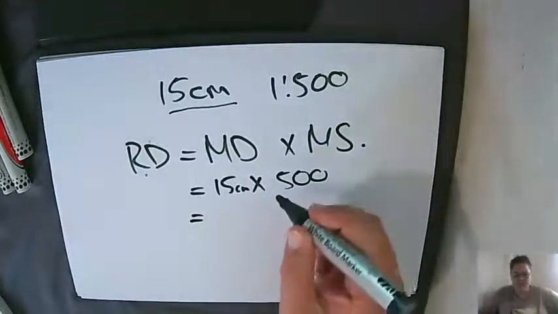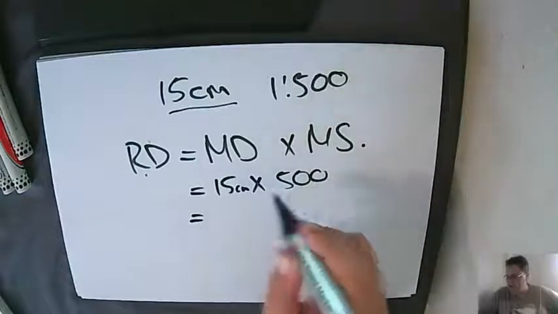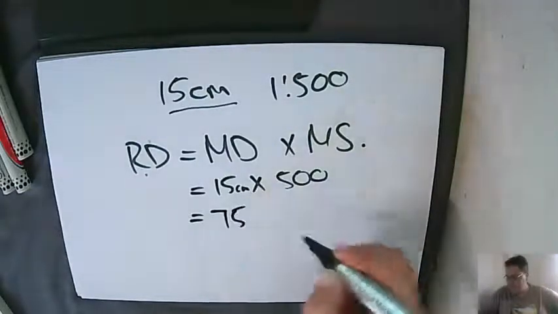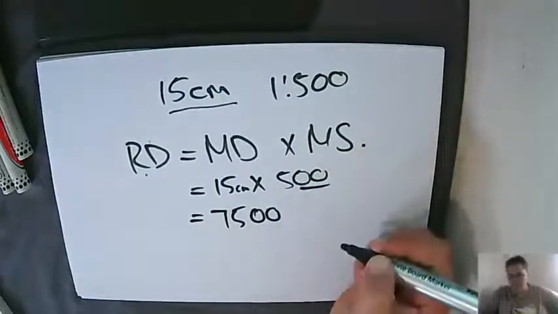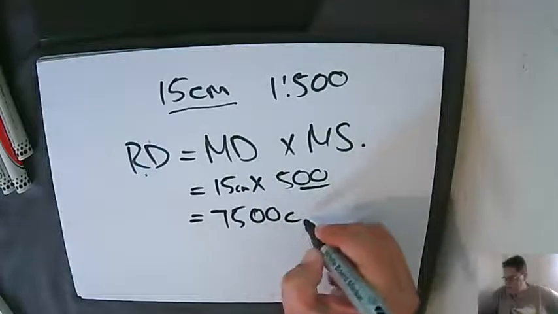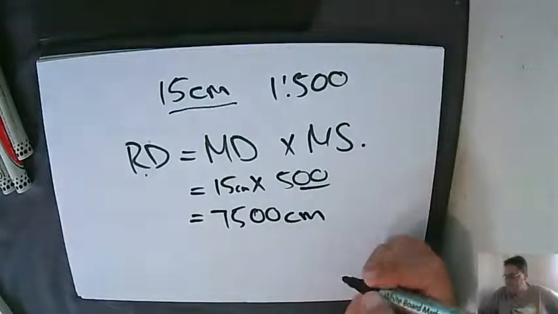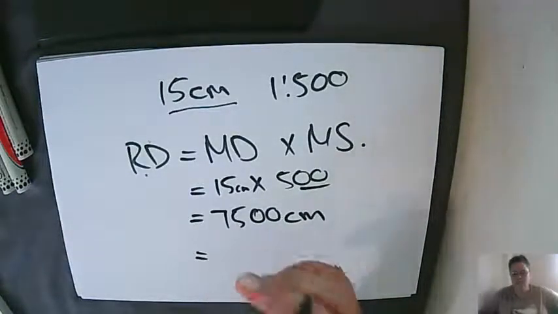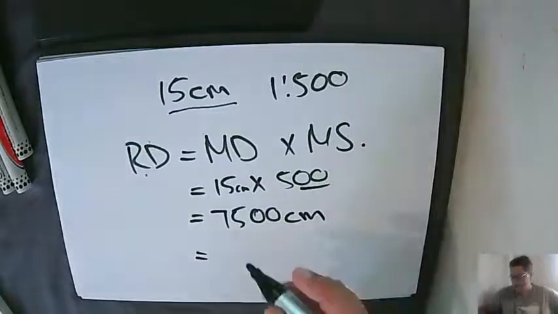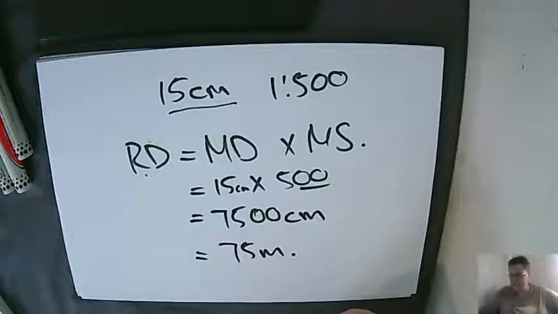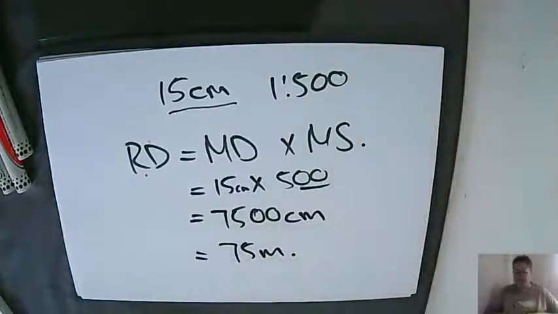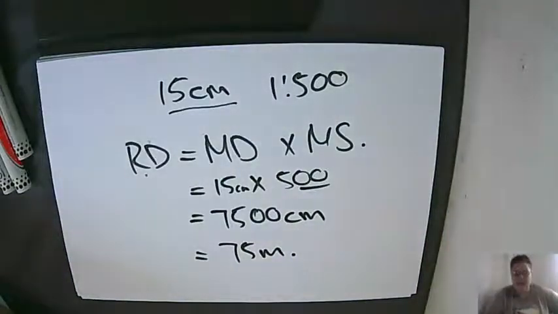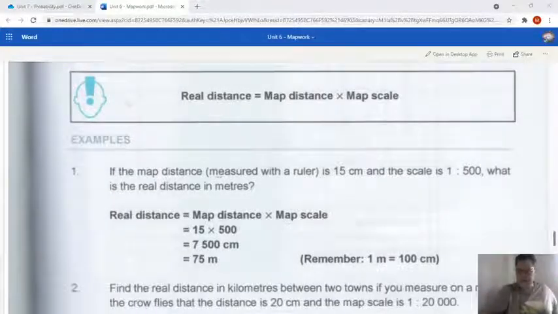Equals, you will never work this out in your head unless you go 15 times 5 is 75. Add your 2 zeros that were left over. So it is 7,500 centimeters. Convert that to a smaller amount, because you always want an end result and a simplified answer. So that will then be 75 meters. Remember that 1 meter is equal to 100 centimeters. There I've just worked it out for you, and as you can see, the answer is the same.